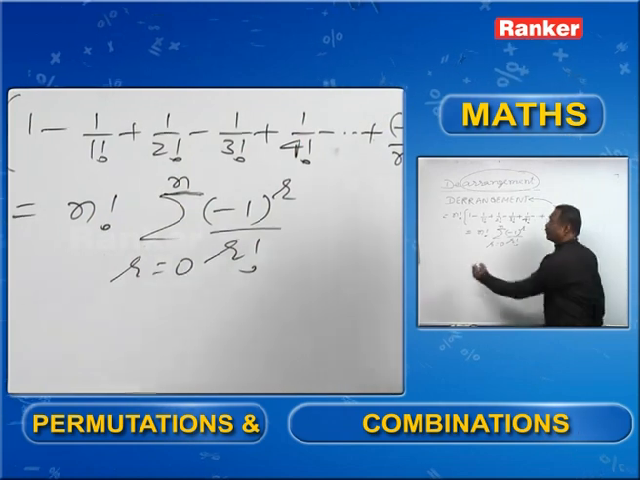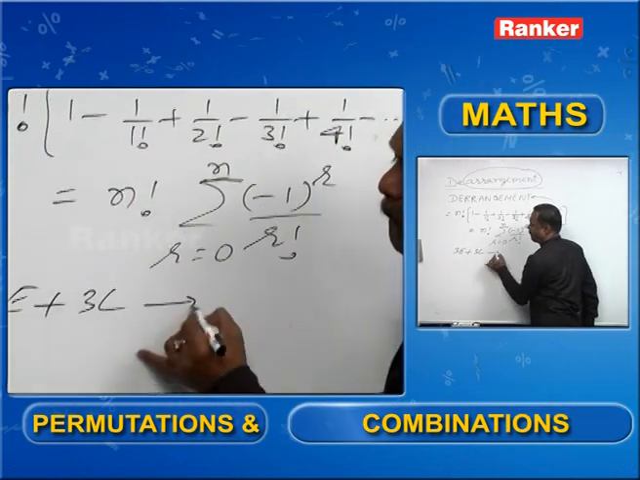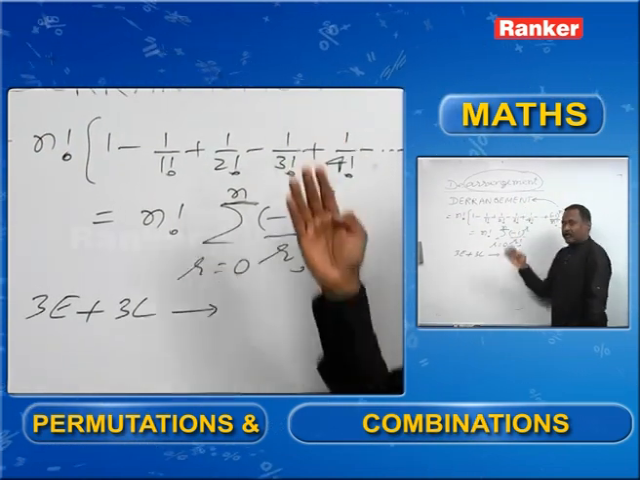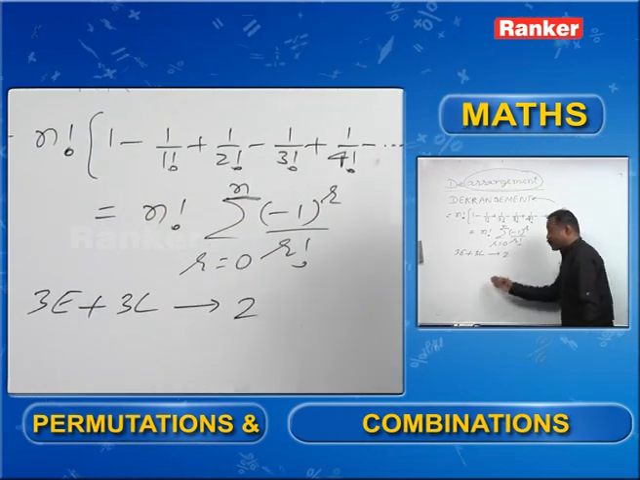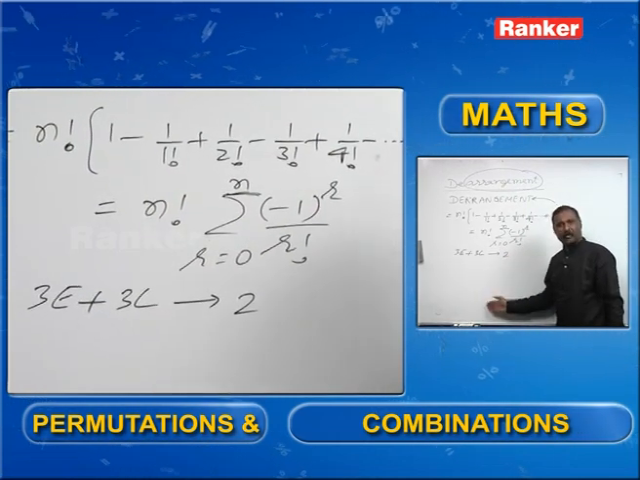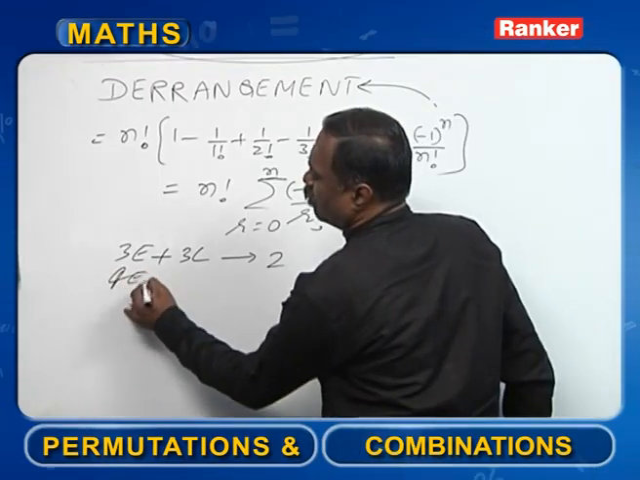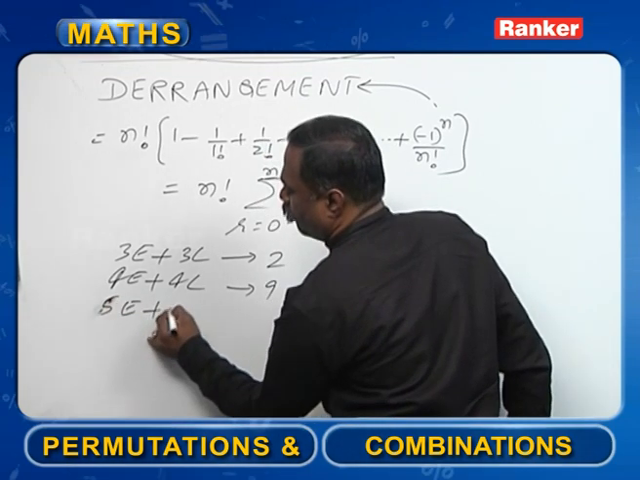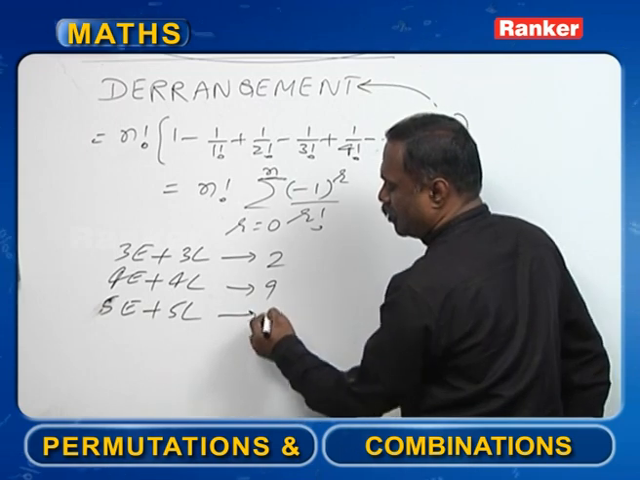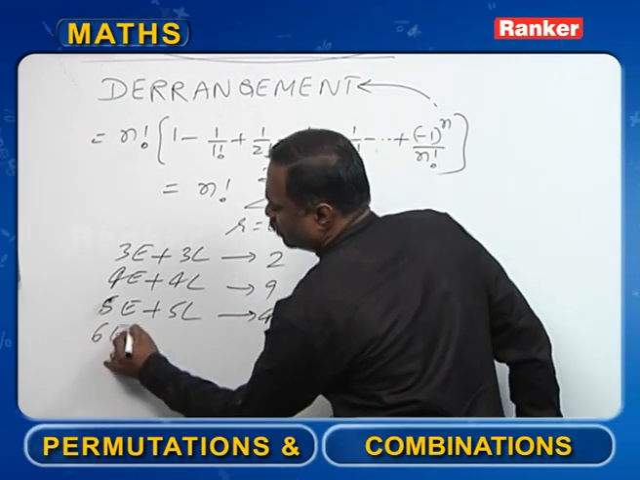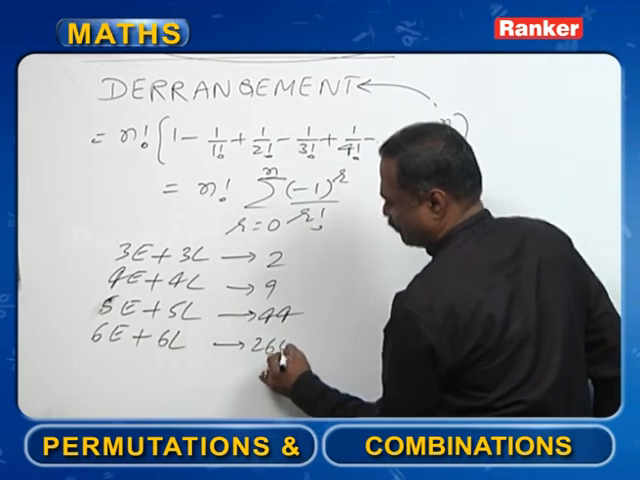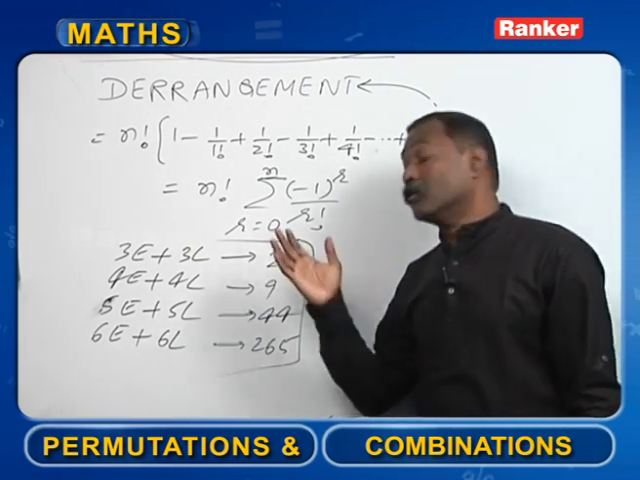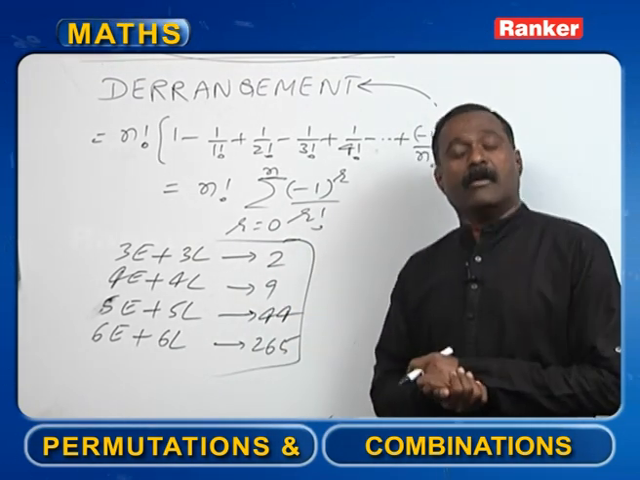That means if you have 3 envelopes, 3 letters, n is equal to 3, then it will be only 2. Just now I have shown you. Only 2 de-arrangements will be there. And 4 envelopes, 4 letters, it will be 9. 5 envelopes, 5 letters, you'll get 44. 6 envelopes, 6 letters, you'll get 265. Better if you remember this, you can straight away write the answer instead of applying the formula and simplifying. If you remember this will be good.